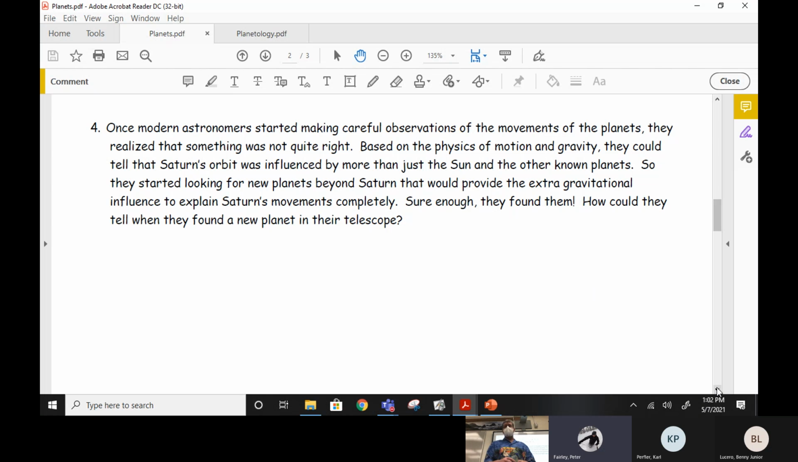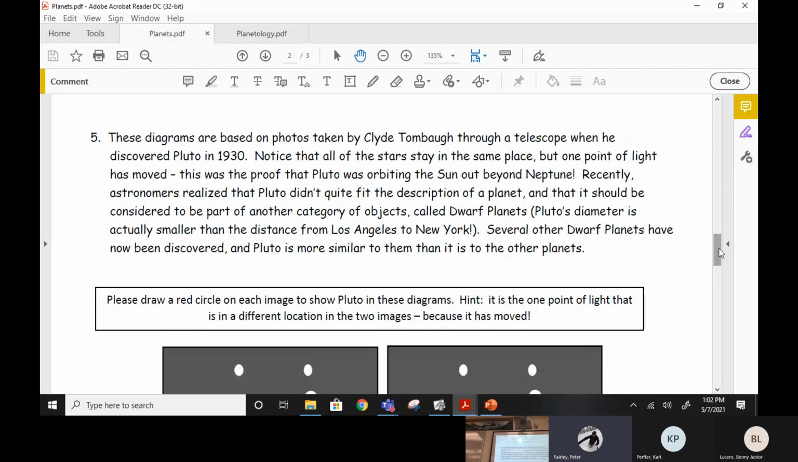What I would like to suggest is we come back to number 4 after we do number 5. So look at number 5. These diagrams are based on photos taken by Clyde Tombaugh through a telescope when he discovered Pluto in 1930. Wow, we haven't even known about Pluto for not even 100 years yet. Notice that all of the stars stay in the same place in the two different photos, but one point of light has moved. This was the proof that Pluto was orbiting the sun out beyond Neptune.